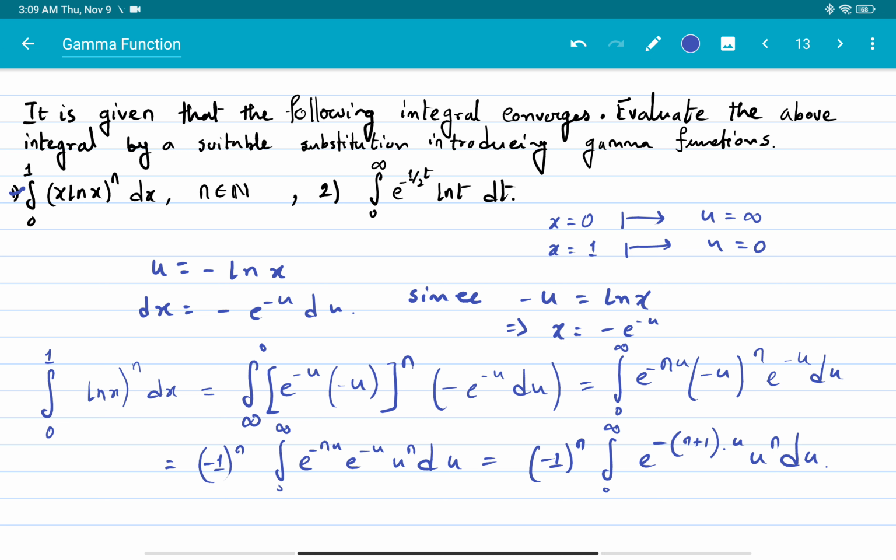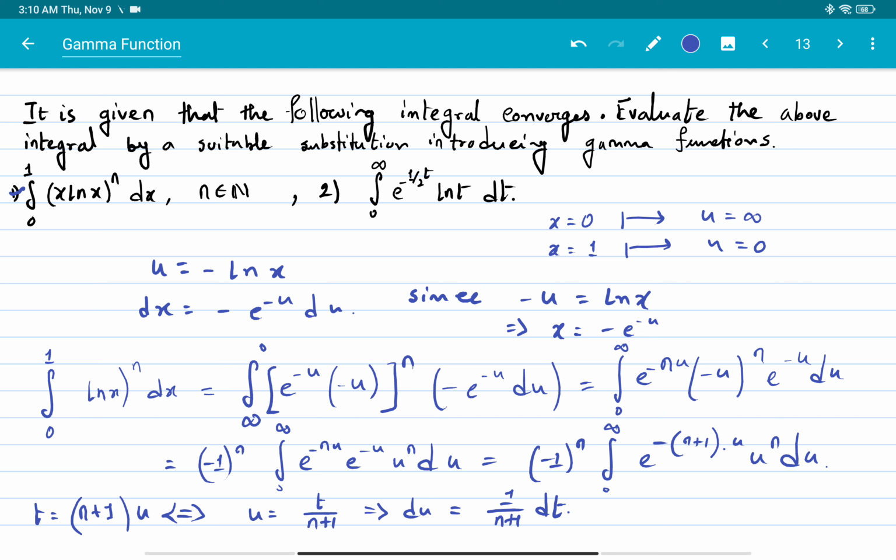Right, now one more substitution we need: t equals to n plus 1 times u, which is u equals to t over n plus 1, and the du will be 1 over n plus 1 dt. Great.